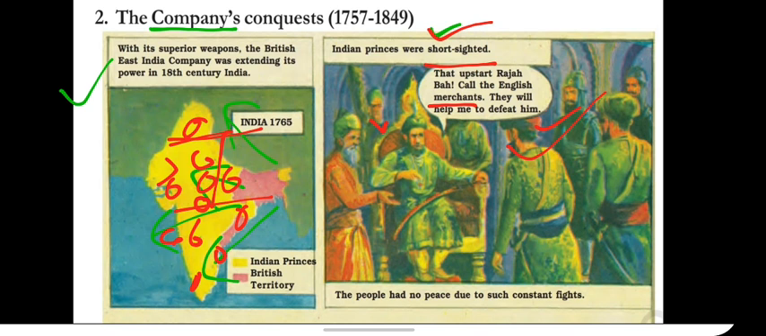The people had no peace due to such constant fight. So now, because there were rivalries and competition among different rajas, different small princes in India, there was always a fight. Constant means continuous fight.